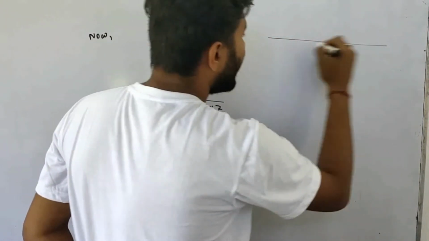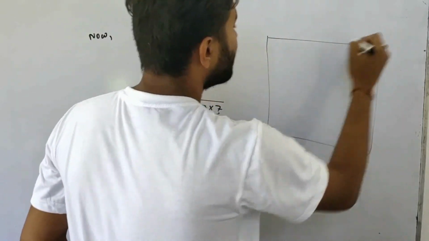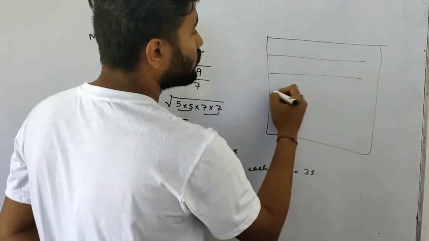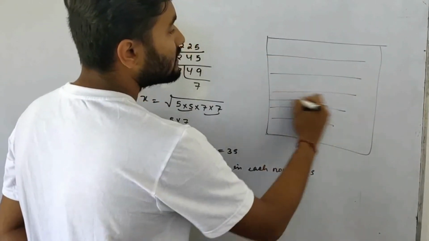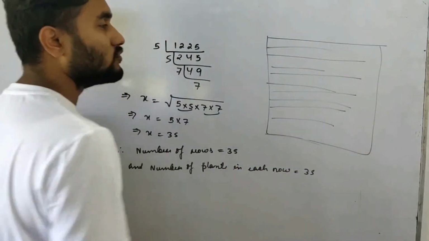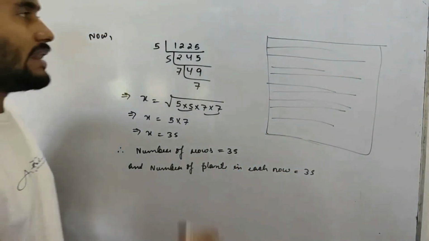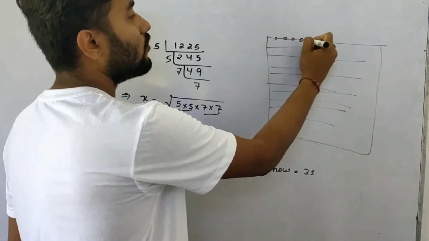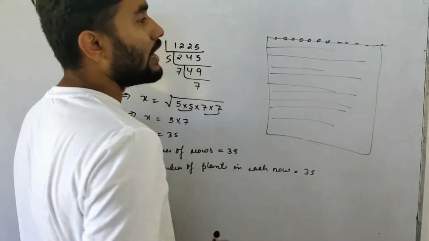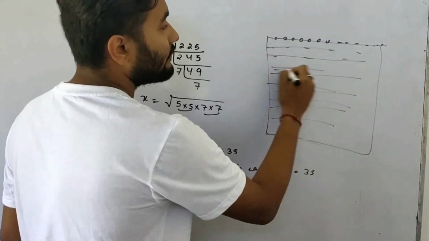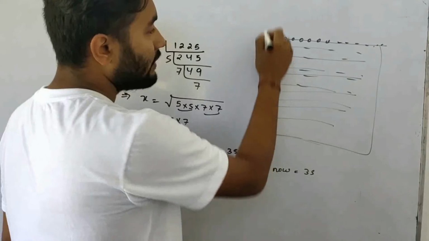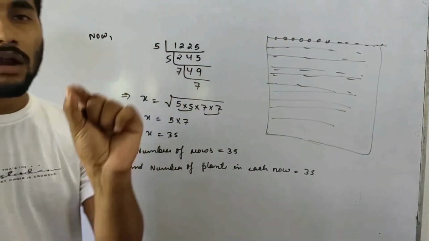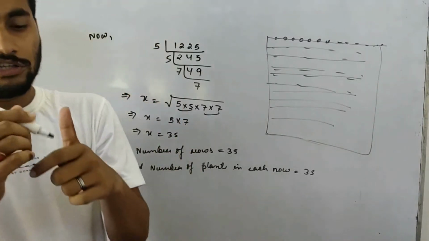So actually, say this is the garden. How many rows are there? 35 rows are there, 1, 2, 3, 4, 5, 6, 7, 8, 9, 10, like this. And in each row, how many plants are there? 35, 1, 2, 3, 4, like this. So 35, 35, 35, like this also. So 35 times 35 is the area of the square, 1225. Understood? This is the whole question.